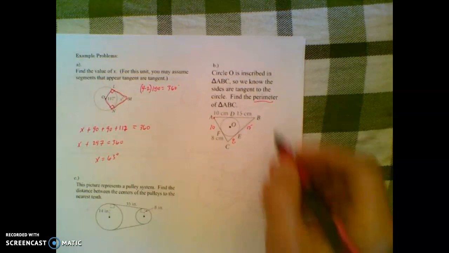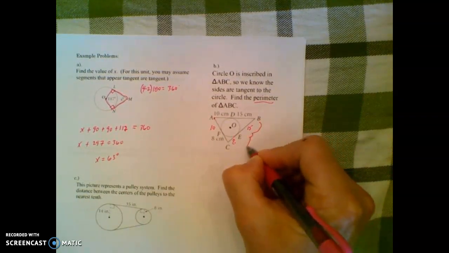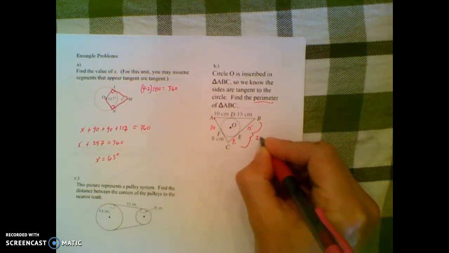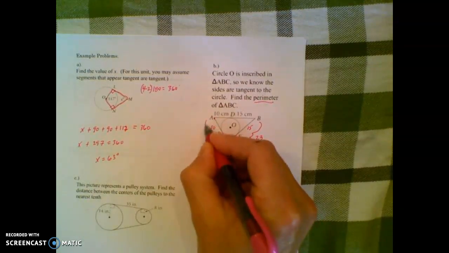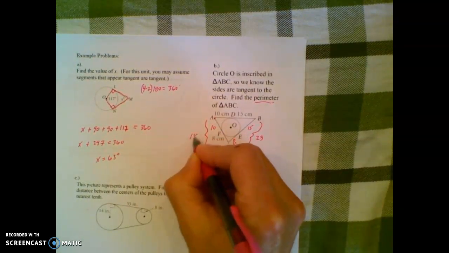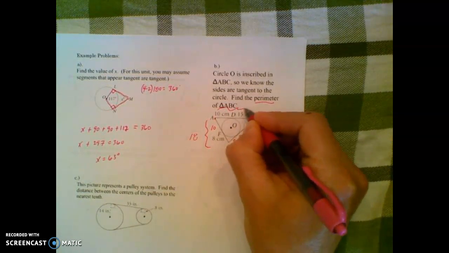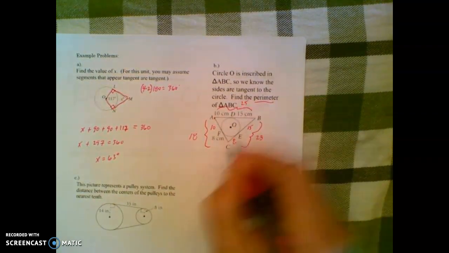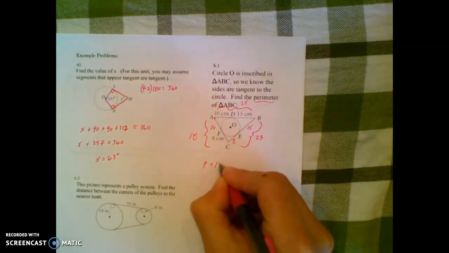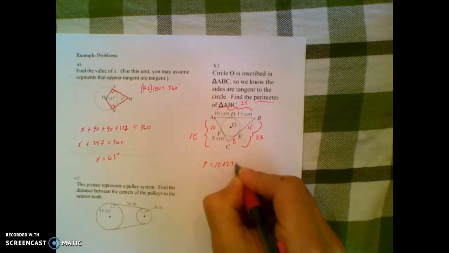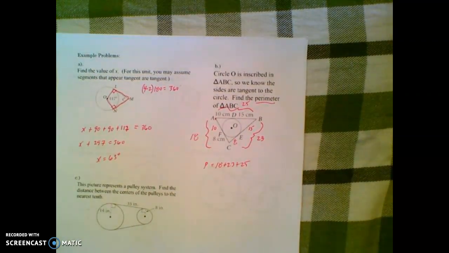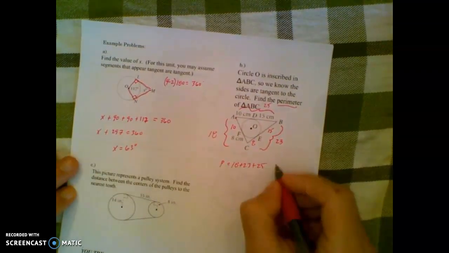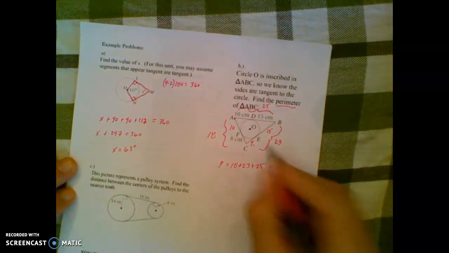So now after I found all those, to find the perimeter, I would just add all these up. So that's 23 on this side. This side over here is 18. This side over here is 25. So the perimeter would equal 18 plus 23 plus 25. And that's 66. So that's the perimeter of the triangle, and that's in centimeters.